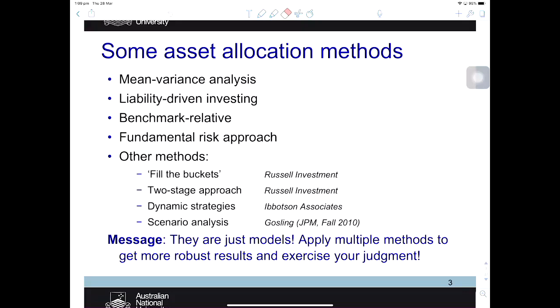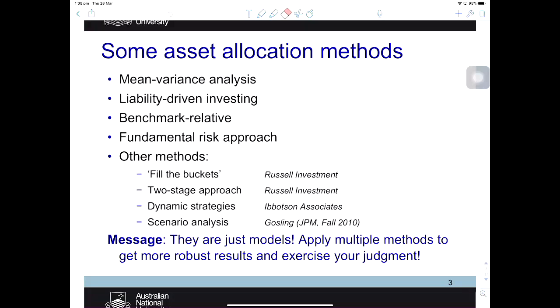Next is the fundamental risk approach. Basically, this is mostly a qualitative asset allocation approach. It's usually applied on top of a quantitative asset allocation method and tries to improve your risk-return trade-off marginally. We'll come to the idea of economic diversification instead of just diversification across asset classes.